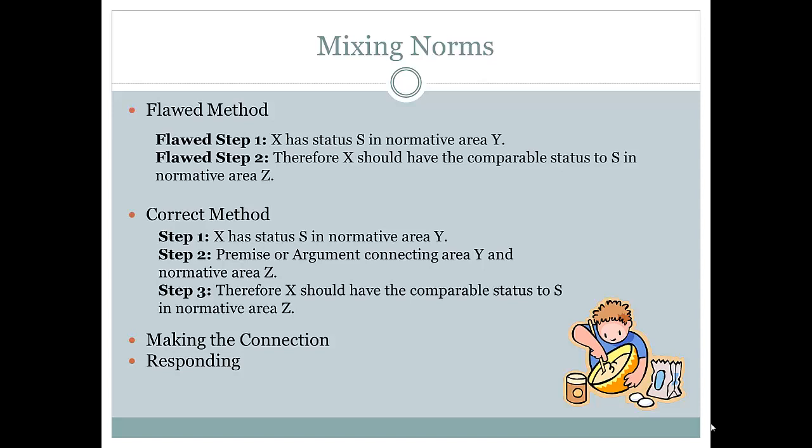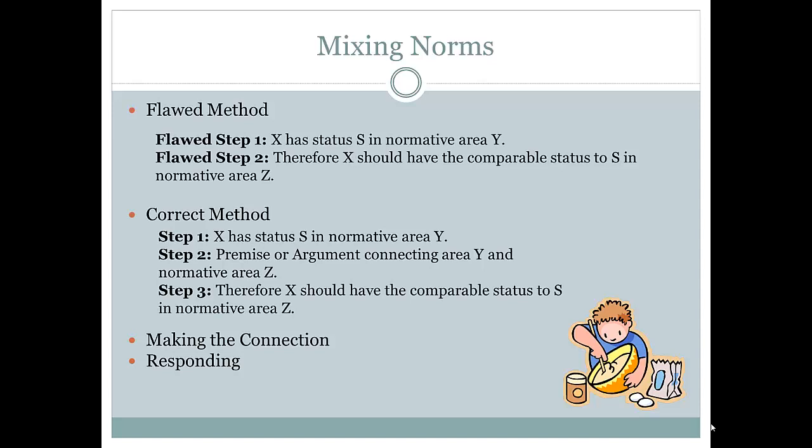Now, this method is flawed, even fallacious, because using the flawed steps, the conclusion does not follow unless a proper link is made between area Y and area Z. So if someone again just simply says, well, lying to a friend is immoral, therefore it must be illegal, that would be rather too quick. What's needed is not an immediate leap from one area to another, but a correct movement or inference from one to another. And the correct method is this.